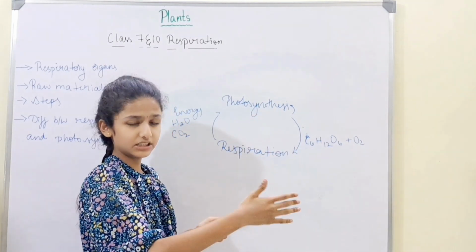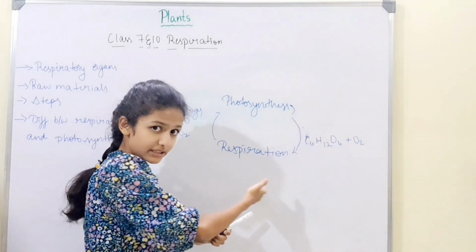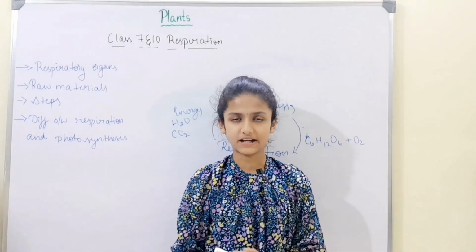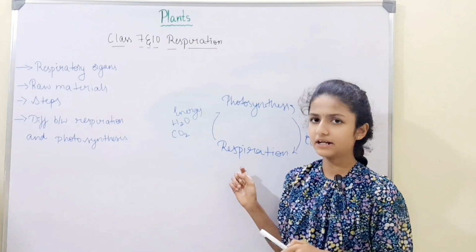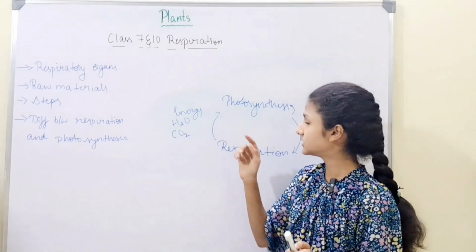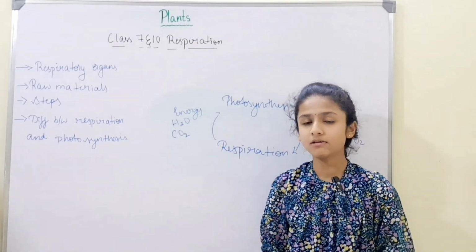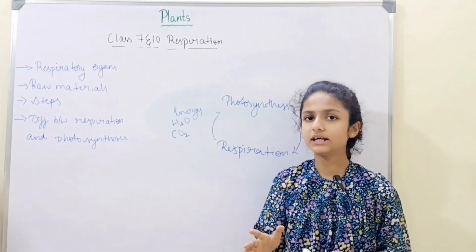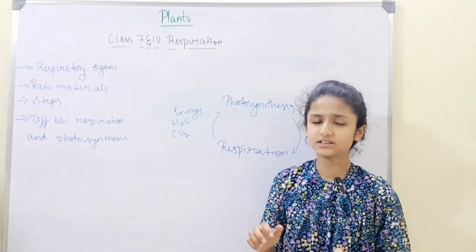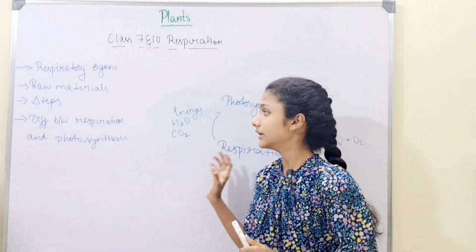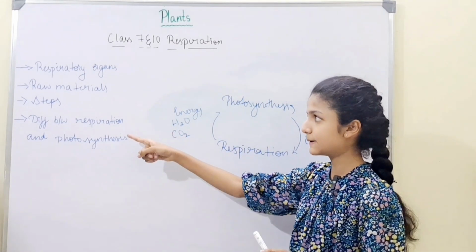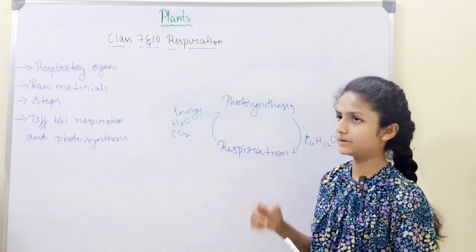Whereas for respiration, it's reverse. These are the raw materials. These are the end products. This is one major difference we can find. And one more thing is, respiration occurs all the time. Photosynthesis occurs only during daytime when light is there. Photosynthesis mainly occurs only in plants. Respiration occurs in all organisms. So this is the difference between photosynthesis and respiration. We saw the steps, raw materials, and respiratory organs.